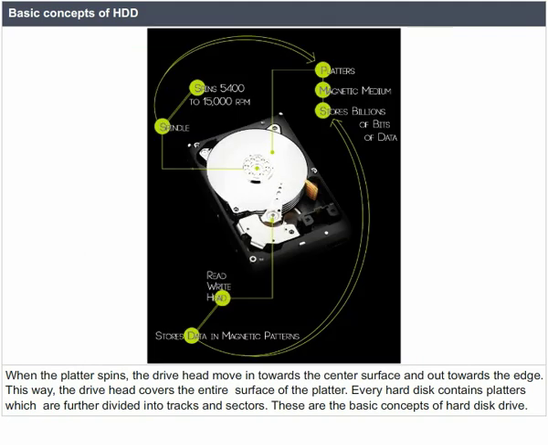When the platter spins, the drive head moves in towards the center surface and out towards the edge. This way, the drive head covers the entire surface of the platter. Every hard disk contains platters which are further divided into tracks and sectors. These are the basic concepts of hard disk drive.